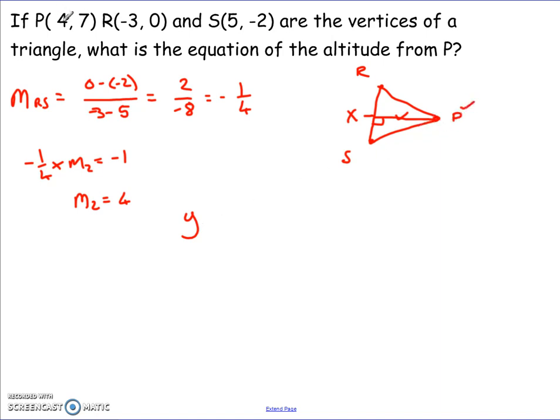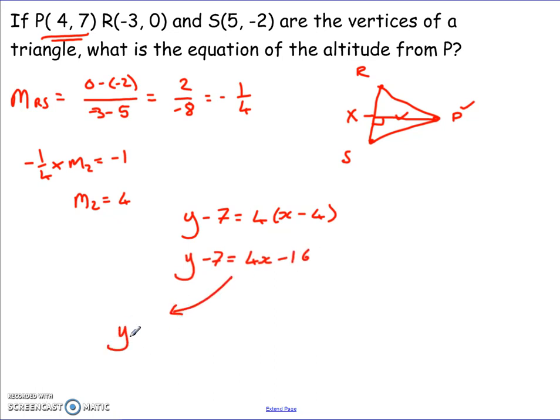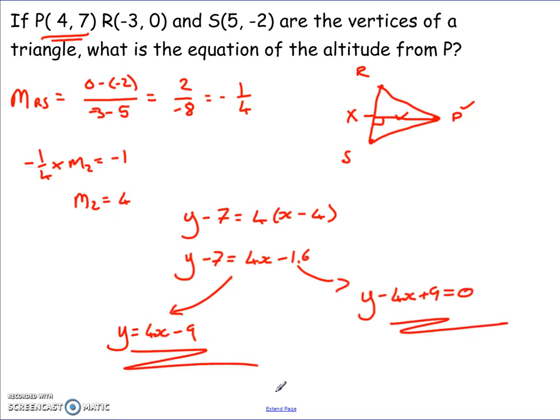Remember, it's the point P we want to use, so this is the coordinate we use. So it's y minus 7 equals 4(x minus 4), and then it's just solving and multiplying out. y minus 7 equals 4x minus 16, and again, you've got your two versions of writing it. You could write y equals 4x, then minus 16 plus 7, so it's minus 9, or you can have y minus 4x plus 9 equals 0. Again, either of the two versions is perfectly fine. There's no specific version asked for in the question.